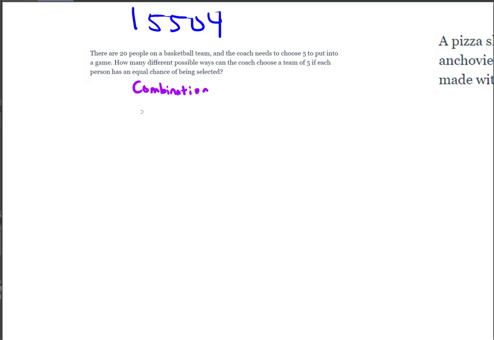All right, so to find this combination, what I'm going to do is I need to find basically an nCr. So I need to figure out my n. My n is going to be the pool of people I'm choosing from, which is 20 people. Yay! And the coach needs to choose 5 to put into a game. Well, if he wants to do that, that means there's a total of 5 slots. And as I mentioned before, order does not matter. But we do have the 5 slots, right? Which means my r is going to be 5.